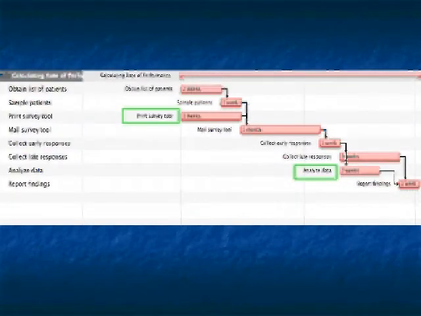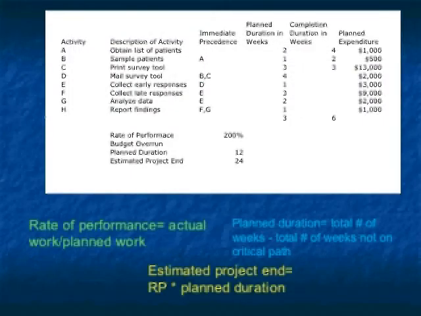Although most of this problem will be solved using Excel, the activities must first be inputted into Merlin in order to determine the critical path. Here, the Gantt chart shows us that all activities are part of the critical path with the exception of Print Survey Tool and Analyze Data. Since we now know the critical path, we can input the data into Excel.